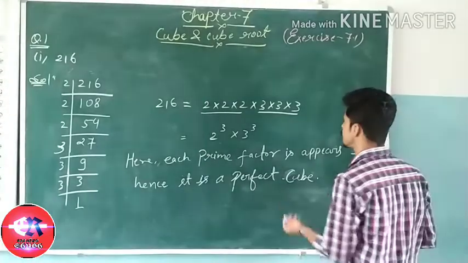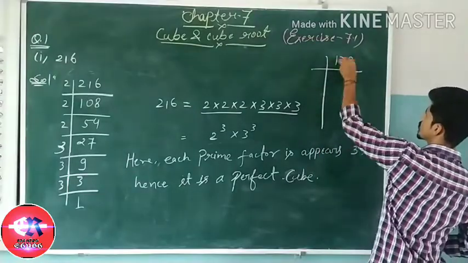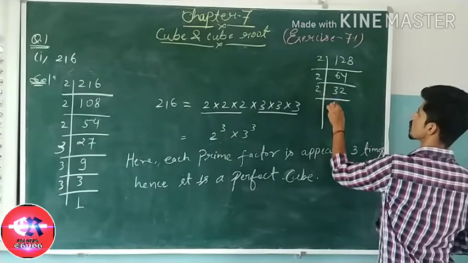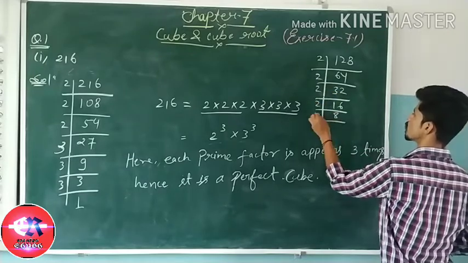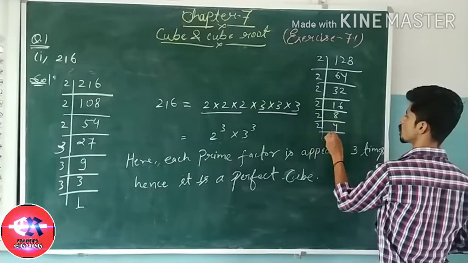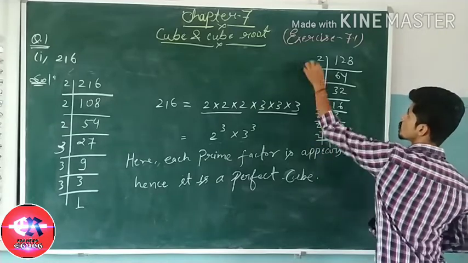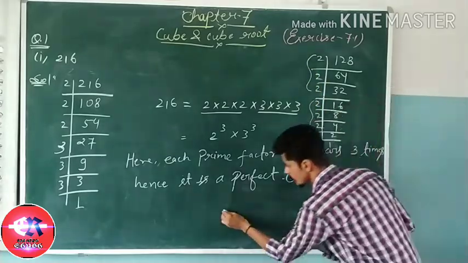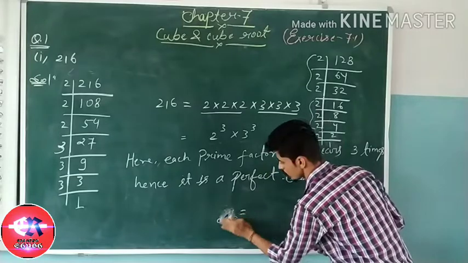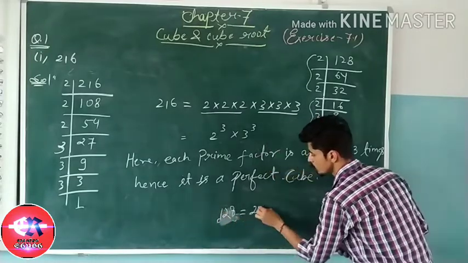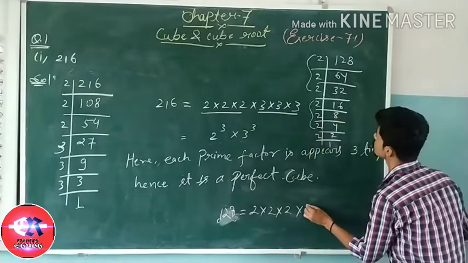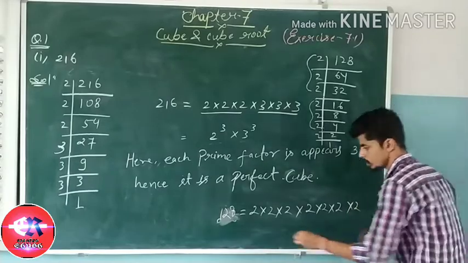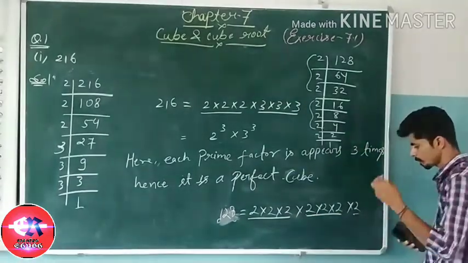So the second one is 128. The prime factorization of 128 will be 2 into 2 into 2 into 2 into 2 into 2, now one more 2. So 1 2 3, 1 2 3 and 1.